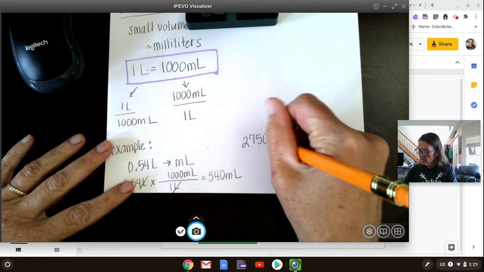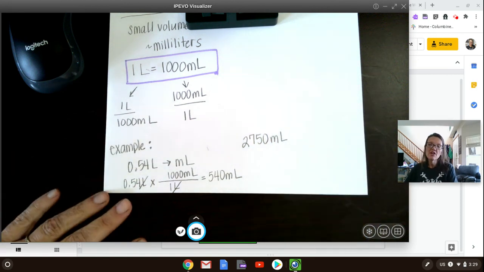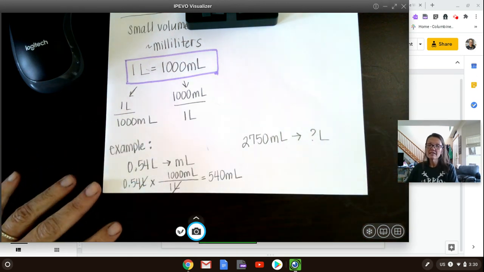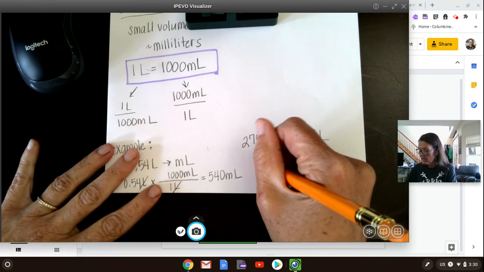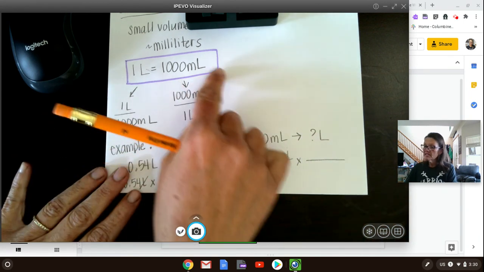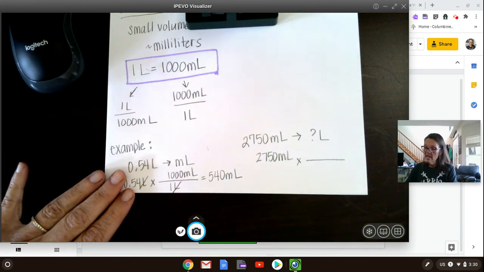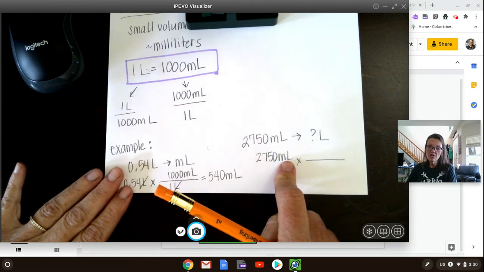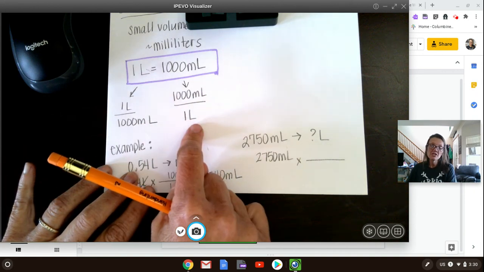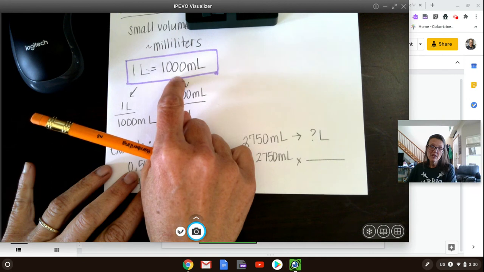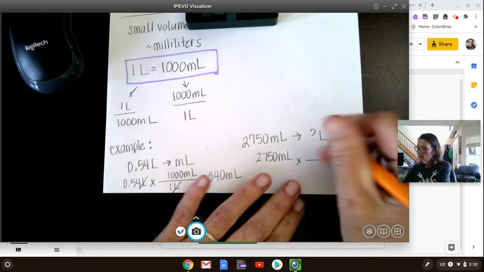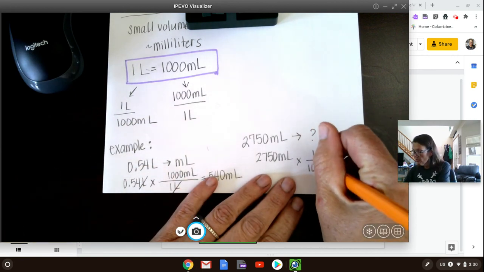What if I said that I have 2,750 milliliters, and I want to know how many liters that is? How would I solve this problem? So again, we take our given, and we're going to multiply it by this conversion fact written as a fraction. And if we have milliliters on top, where do we want it to go to get rid of it? On the bottom. Very well. So we look at one of these two fractions. Both are saying the exact same thing. Which one has milliliters on the bottom? This one, right? So we write that fraction into our problem.